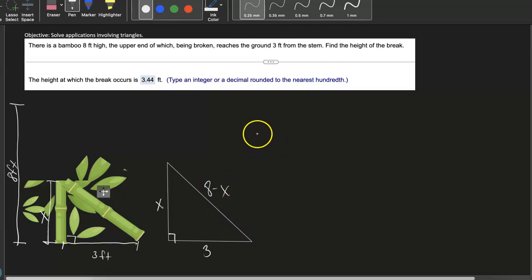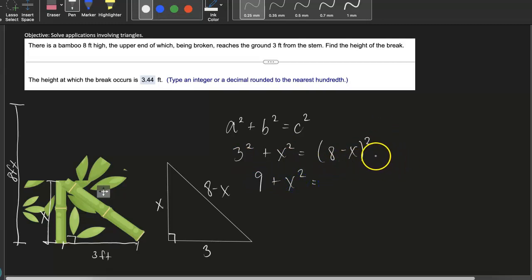So the Pythagorean theorem is leg squared plus leg squared equals hypotenuse squared. Or in other words, a squared plus b squared equals c squared. So let's substitute in what we know. We can say 3 squared plus x squared equals (8 minus x) squared. We'll start solving some things here. So 3 squared is 9. X squared, well, it's just x squared.